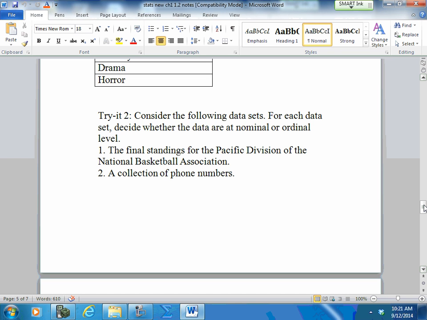The final standings for the Pacific Division of the National Basketball Association. Monty, what do you think? Is it ordinal? Okay, why? Standings from first to last. So here are your standings from top to bottom. It's got order in it. So ordinal. Very good. This is ordinal.